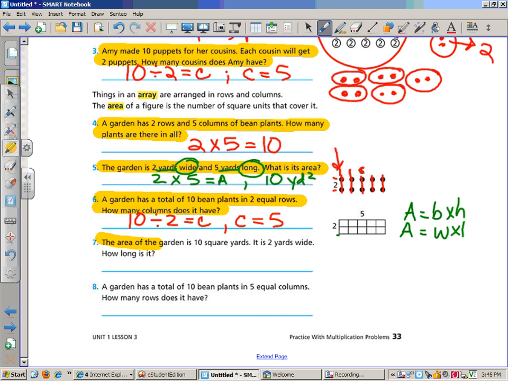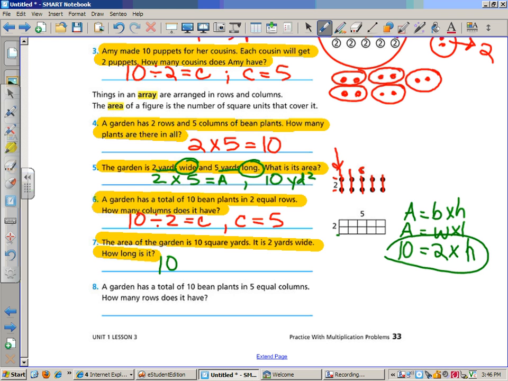This one says the area of the garden is 10 square yards. It is 2 yards wide. How long is it? Okay, so we have our total area of 10. We know that one side, so right here we have our 10. We know that it is 2 yards wide, so times that length, or times that height, is going to help us. So you could certainly do it this way and just fill in your formula: 2 times the height is going to give you 10.